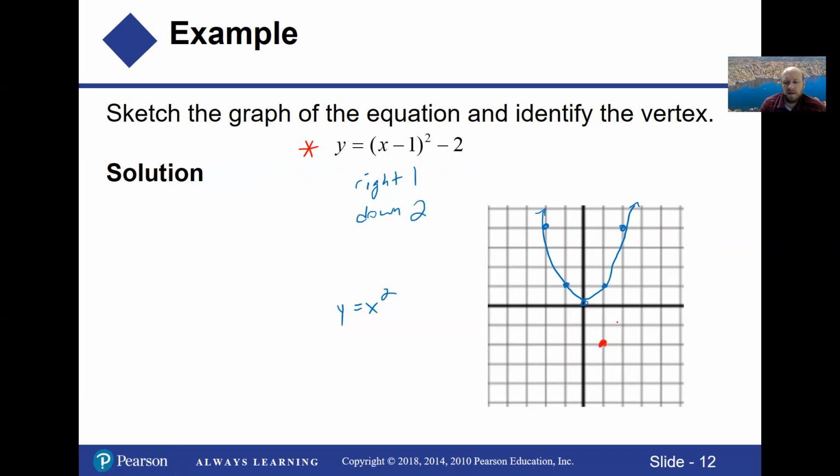So here is the new vertex. Okay, so the vertex is at what? Well, to right 1, so 1 comma -2, right? It was at 0, 0. And then we just shift all those points. So right 1 down 2, right 1 down 2, here, and then here. And that's the graph of our new translated function y equals (x minus 1) squared minus 2.